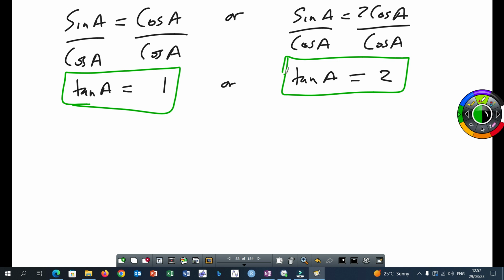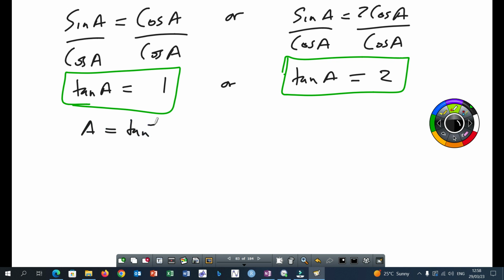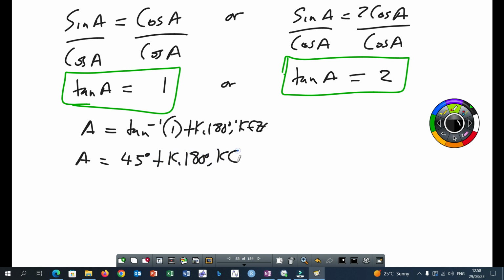Okay? Everything you do after this, you just use the formula which I told you about last week. You've got the formula. So from here, I'll get A equal to shift tan of 1 plus k times 180 where k is an integer. No need to worry about quadrants and all. Everything is catered for here. So you get A equal to 45 degrees plus k times 180 degrees.